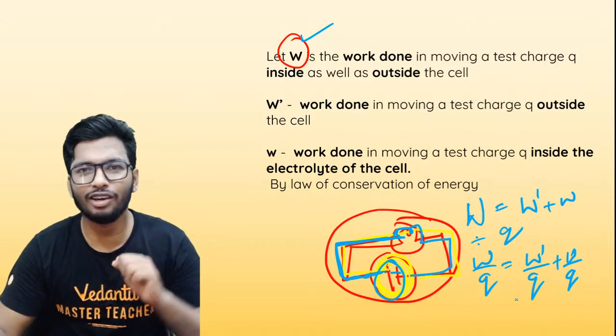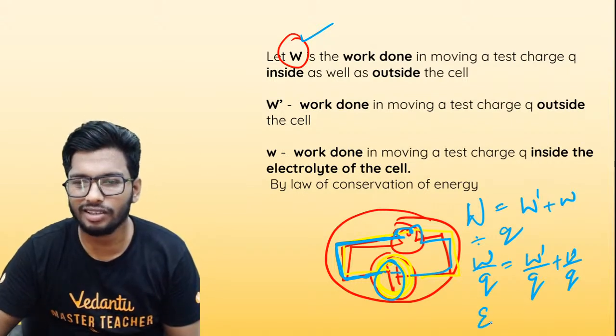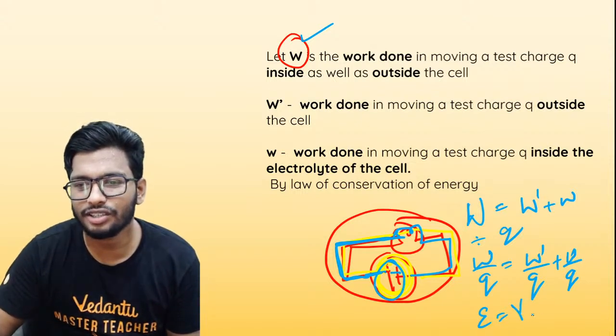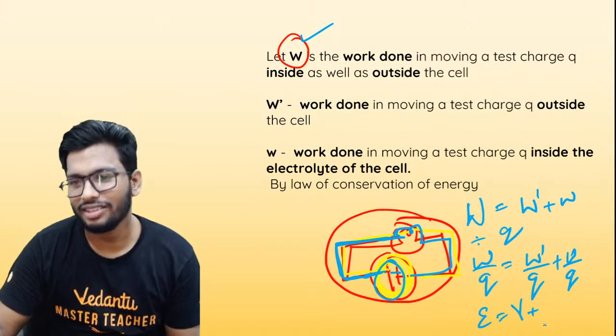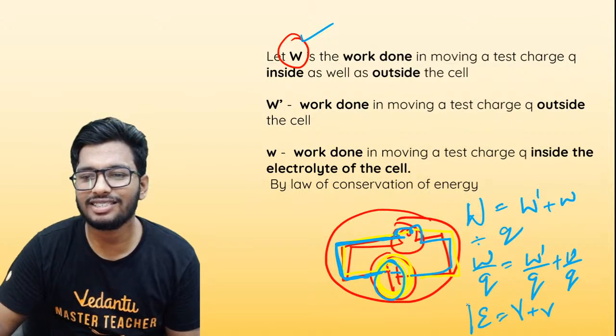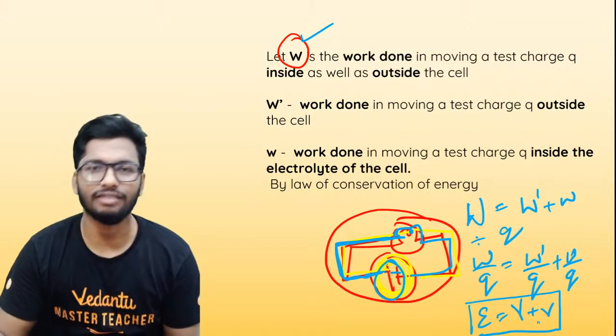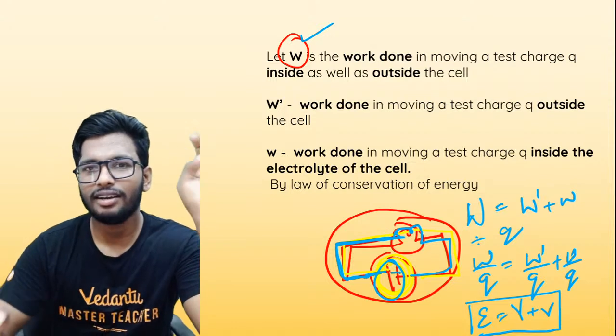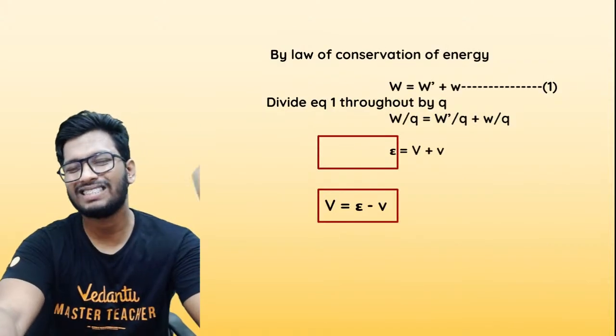Now what is W by Q? We have already seen that it is nothing but epsilon, that is nothing but EMF. And what is W dash by Q? That is nothing but terminal voltage. And what is small w by Q? That is nothing but voltage drop. So this is the relationship between terminal voltage, voltage drop, and EMF of a cell.